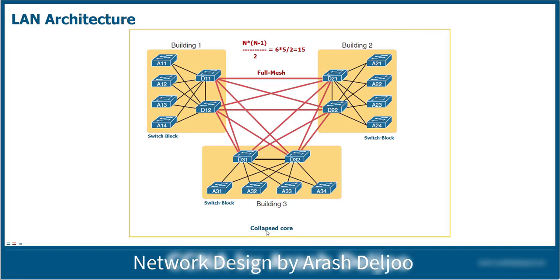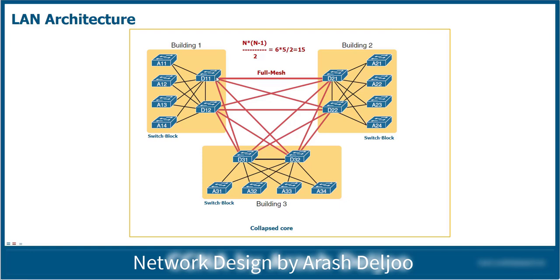This is the collapsed core. This is the collapsed core design for connecting the different switch blocks to each other, and we only use the collapsed core when we have a lower number of buildings, and also, for example, when we don't have much traffic between the switch blocks or between the buildings. Why should we call it the collapsed core? Because here you don't use, for example, a third layer.